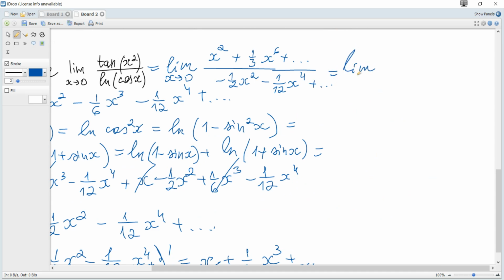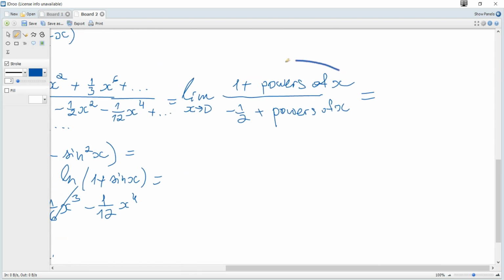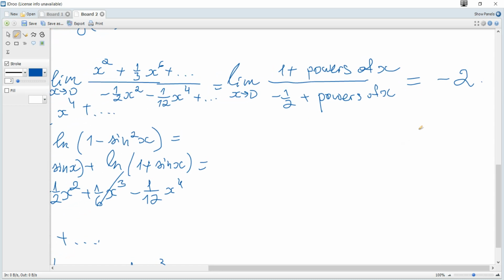and its limit x tends to 0, and we divide each term by x squared, and hence we get that the numerator becomes 1 plus 1/3 x to the power of 4 plus higher powers of x, so we can write that 1 plus powers of x, and the denominator becomes minus a half plus powers of x, and if we substitute 0 for x, we get that all these terms are 0, hence we get just 1 over negative a half, so it's negative 2. And that's all for this question.